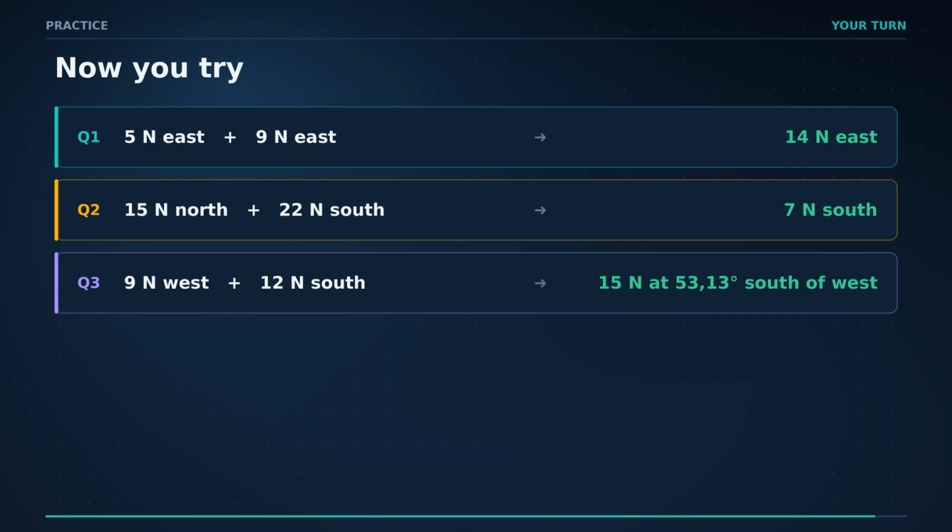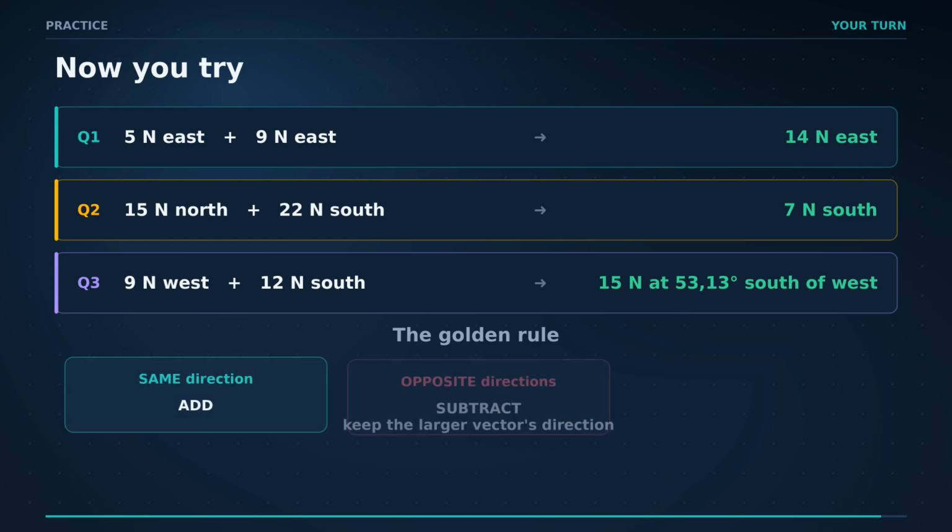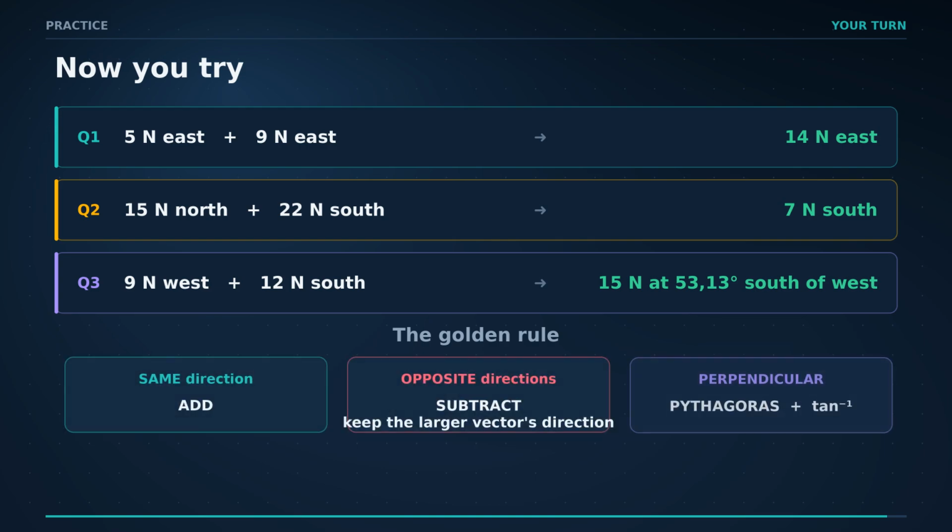Remember the golden rule. Same direction? Add. Opposite directions? Subtract and keep the direction of the bigger vector. Perpendicular? Use Pythagoras. Good luck with your exam.